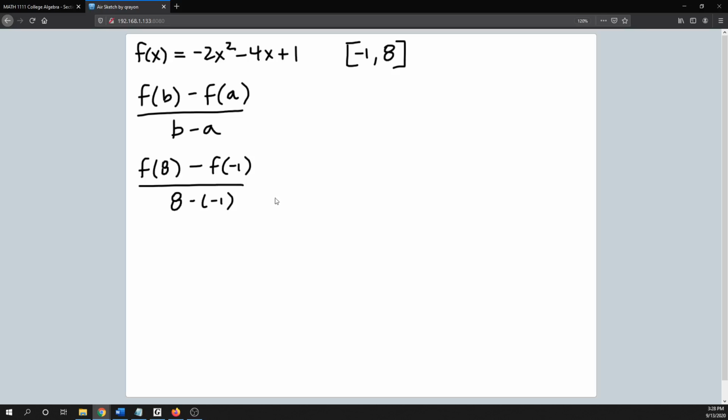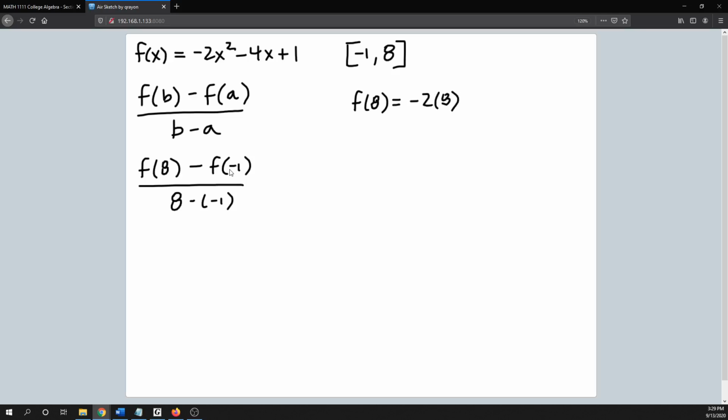On the bottom part, that's pretty straightforward. On the top, we're going to have to figure out what f of 8 is and what f of negative 1 is. So let's go ahead and do that. I just kind of like to do it separately. You can do it all at once if you want to, but to me it's a little bit easier if we look at it separately, in my opinion.